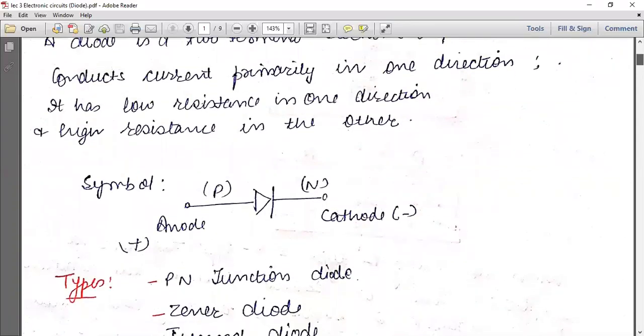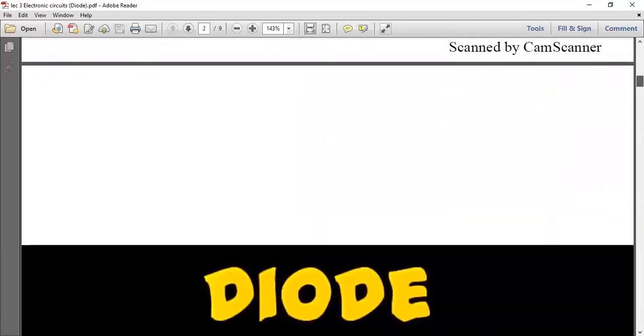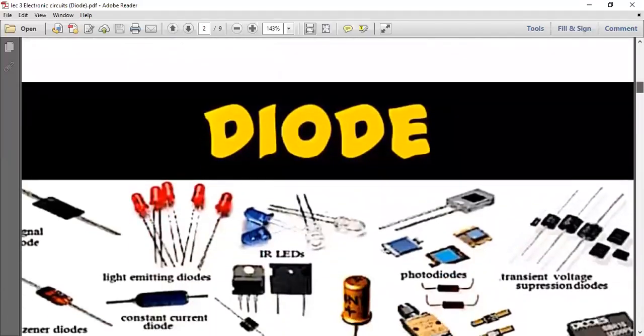There are various types of diodes available in the market, like PN junction diode, Zener diode, tunnel diode, photodiode, Schottky diode, LED, also known as light emitting diode. Other than that, there are more diodes like the varactor diode also. So there are different types of diodes available. For today's topic, the first type of diode we are going to cover is the PN junction diode.